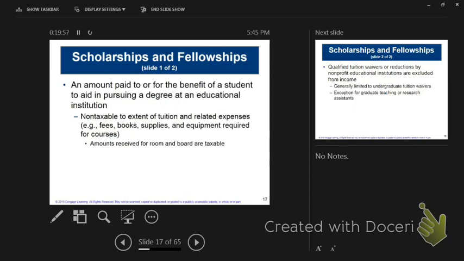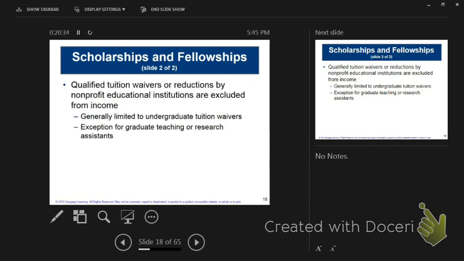Okay, so scholarships and fellowships, things that you guys might be dealing with, all right? Any type of amount paid to or for the benefit of you guys to aid in a degree is non-taxable to the extent that it's used on related education expenses. That does not include, at any time, room and board. Right? Why? Because you need room and board no matter what you do, even if you're not going to school. That's why room and board is never included. Right? But the rest of the stuff you need is specific to schooling. So that's why you do not have to pay tax on any of those scholarships or fellowships.